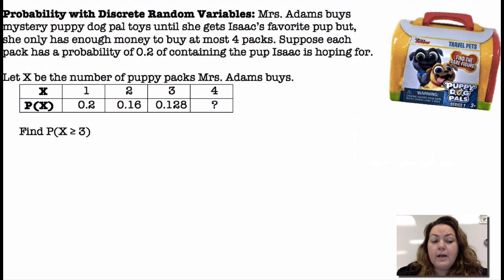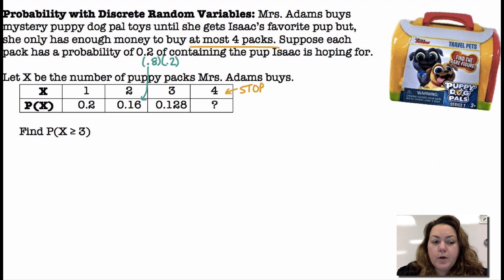All right, so what I'm trying to find is the probability that I buy 3 or more packs. Well, it says I have at most enough money to buy 4. So once I get to 4, I'm going to stop. It's not going to continue. Okay? So in order for me to figure that out, I need to figure out what's the probability of getting it 4.